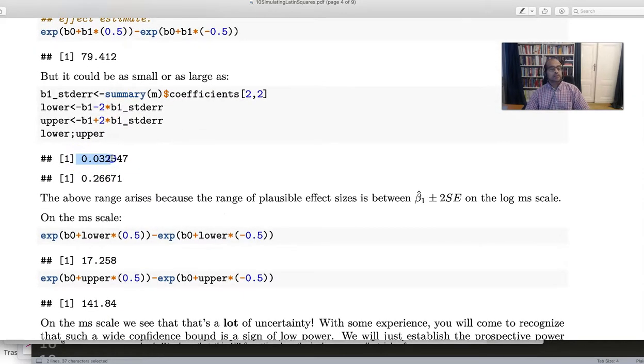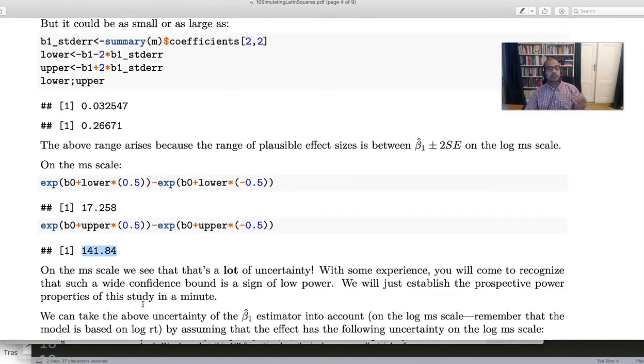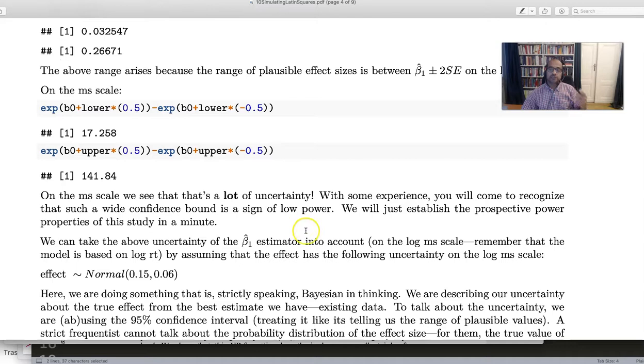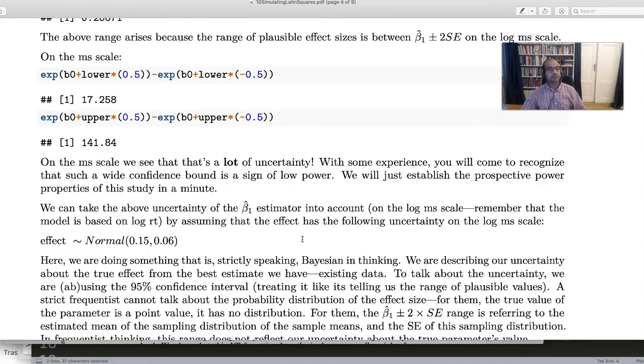So I can now take this lower bound and this upper bound, and I can compute again using this same calculation the lower bound and the upper bound on the millisecond scale, and that is a very broad range. The lower bound is 17 milliseconds, the upper bound is 141 milliseconds. That is a very broad range of possible values for this dative effect. Now, once you develop some experience in doing data analysis, you will realize that such a broad range implies that we have low statistical power. So we will just establish that in a moment.